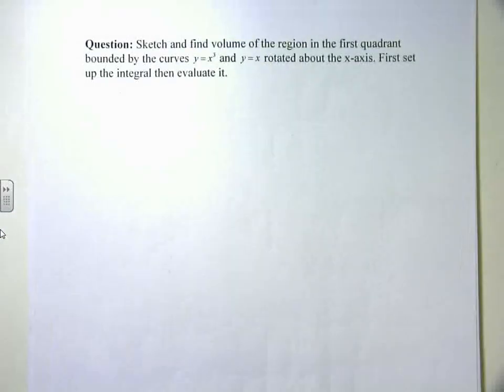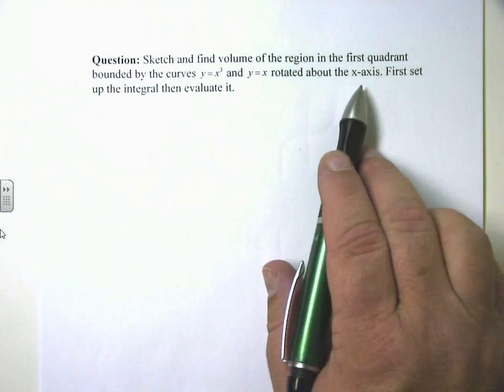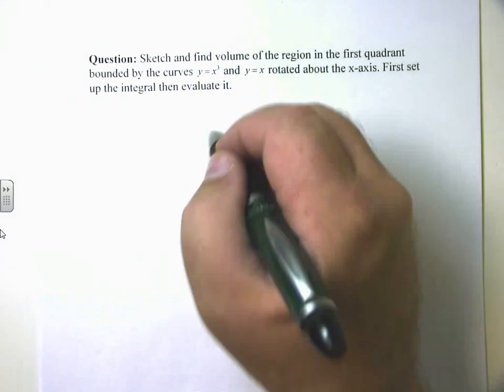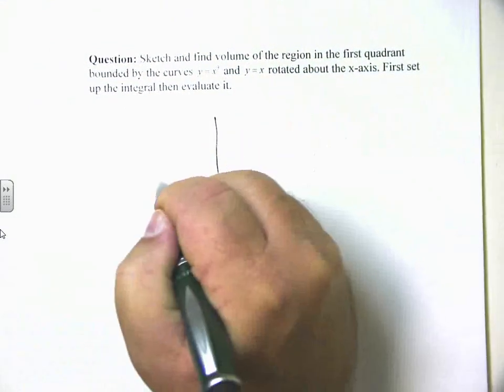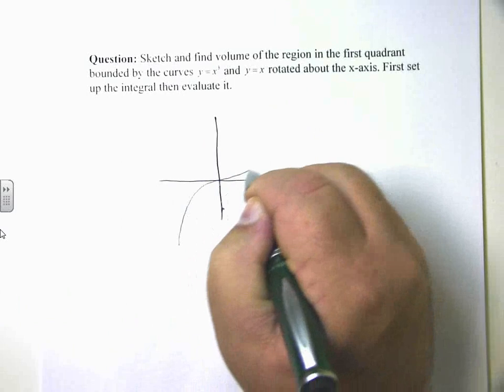And one more problem on this particular section of the pre-section quiz. Pre-section video to set you up for the quiz. Sketch and find the volume. This time we're going to make you find it. Okay. Sketch and find the volume of the region in the first quadrant bounded by the curves y equals x cubed and y equals x. Again, rotate around the x-axis. Okay. So I'm going to draw my region here. Here's my y equals x cubed.